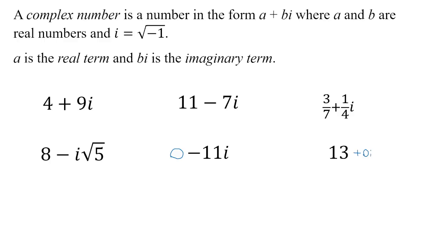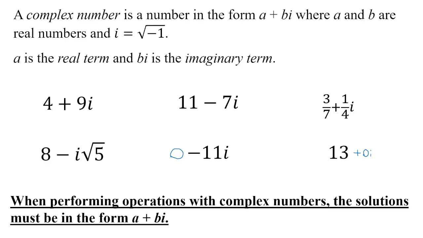So as you can see here, all the real numbers you've been studying up to this point fall under the complex number umbrella. Now, what I'm about to say next is very important. When performing operations with complex numbers, the solutions must be in the form a plus bi. That means when you write your answer, the real term is written first, then the imaginary term.